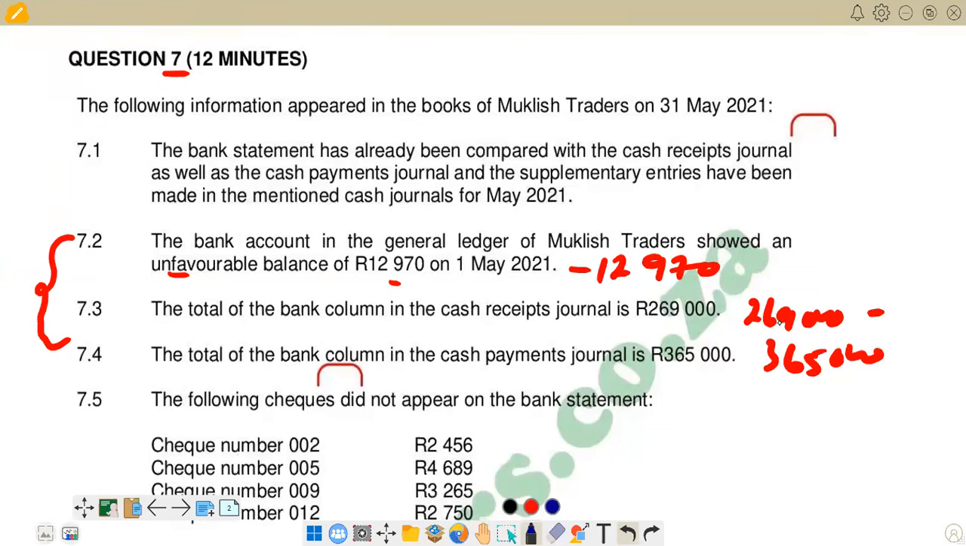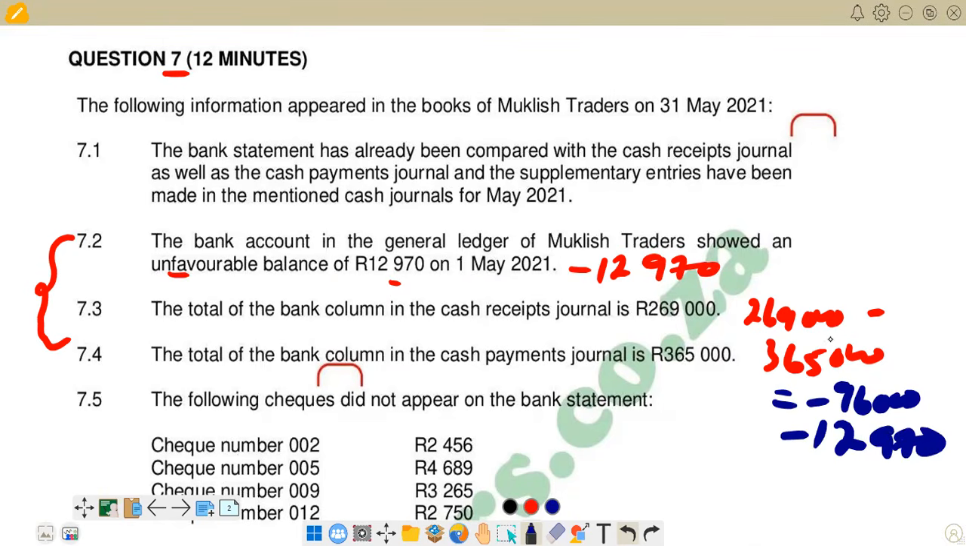So if you subtract here 269,000 minus 365,000, you are going to get negative 96,000. Then obviously we are going to add it to the balance that we have there for the bank account. So here we are having a negative, so we are not going to add, we are going to subtract again. So we say minus again the balance that we have here, 12,970.